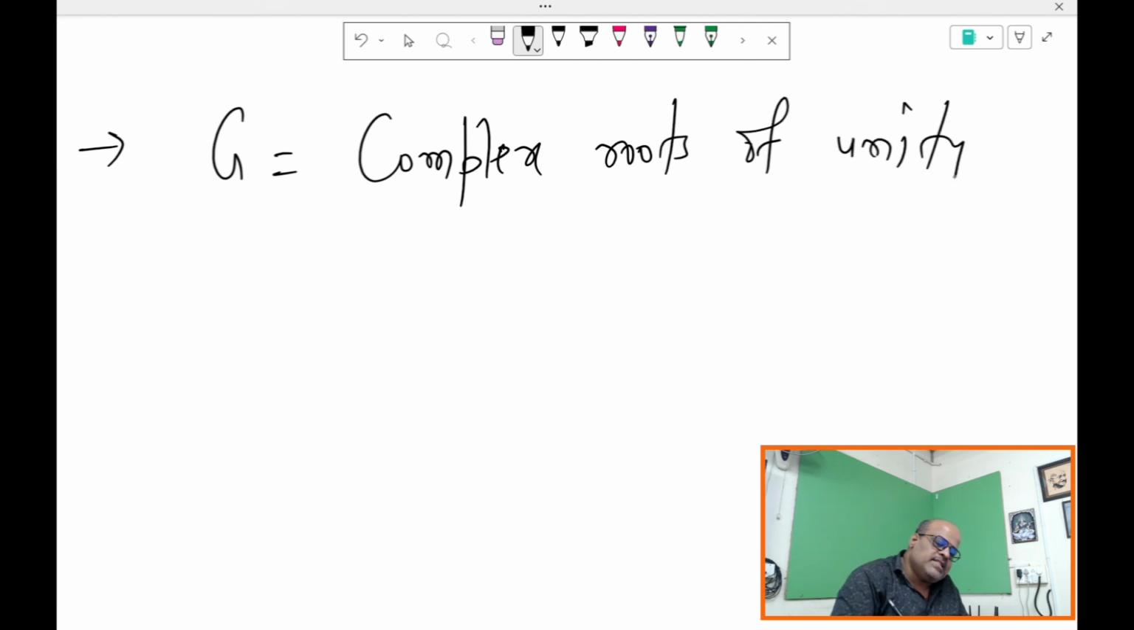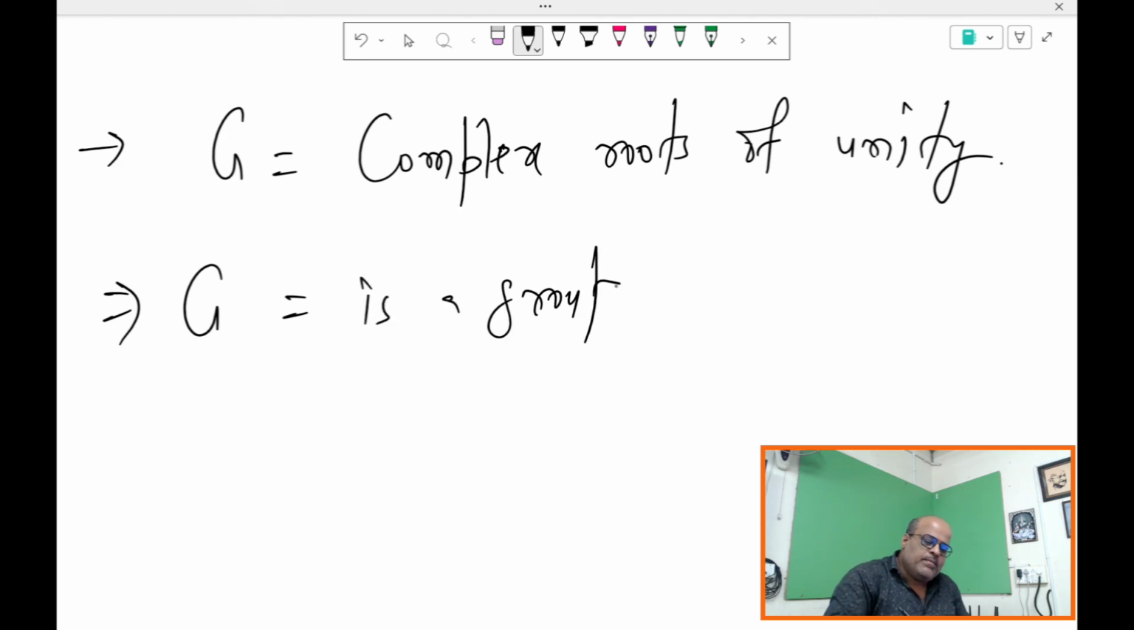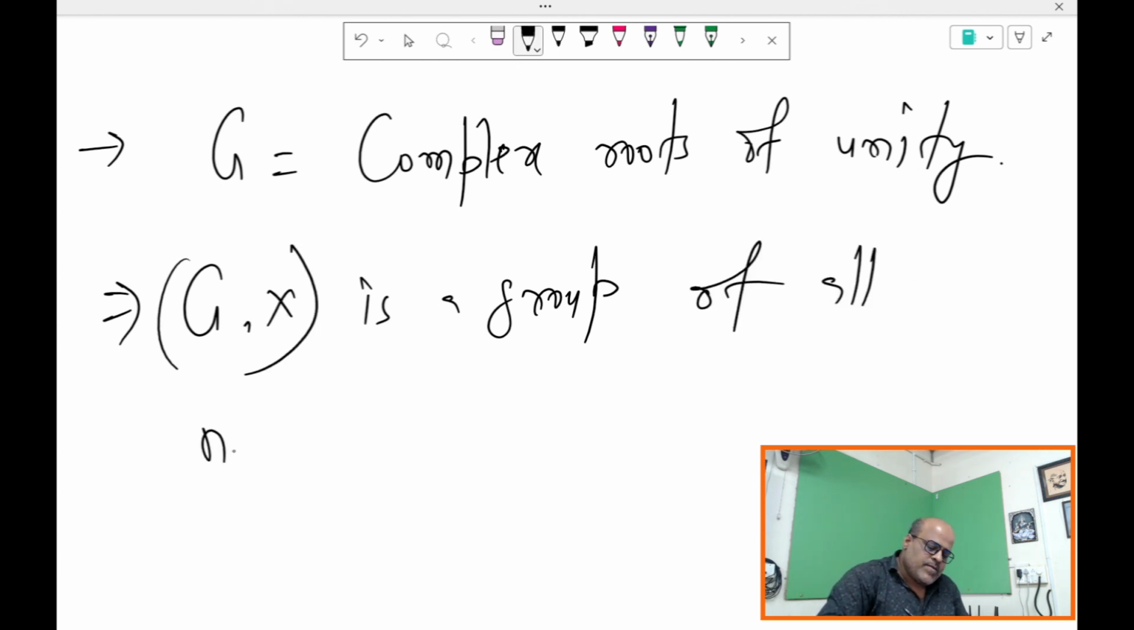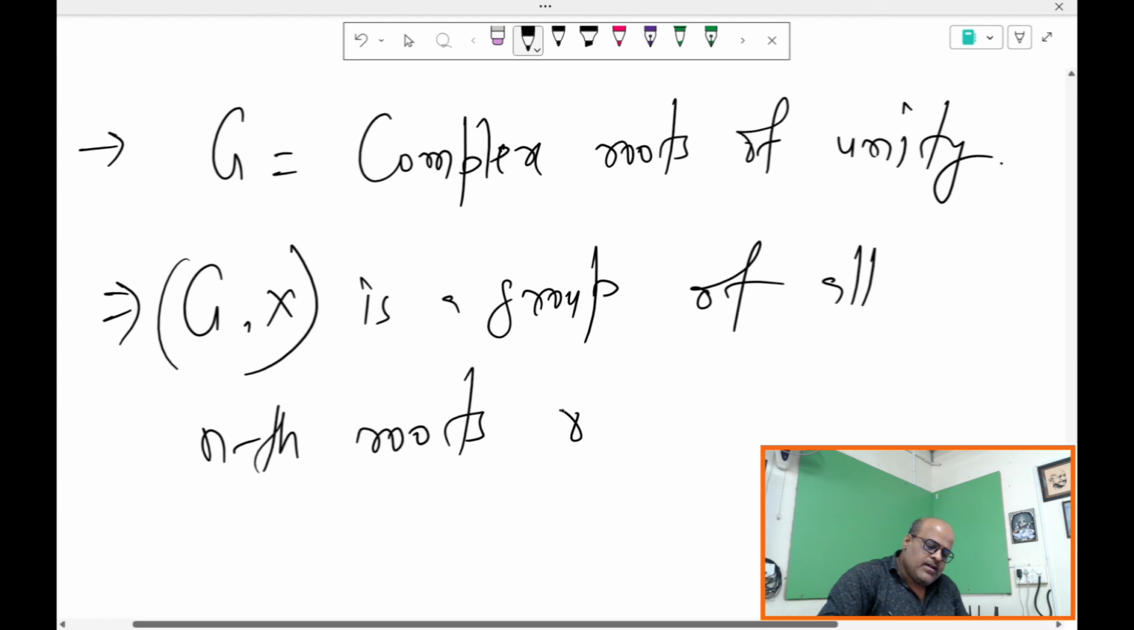Complex roots of unity means the collection of all nth roots of unity: 2 roots of unity, 3 roots of unity. Already I gave this: the nth roots of unity is a cyclic group of order n under multiplication, isomorphic with Zn. So here, the collection of all nth roots of unity, G, is a group under multiplication.